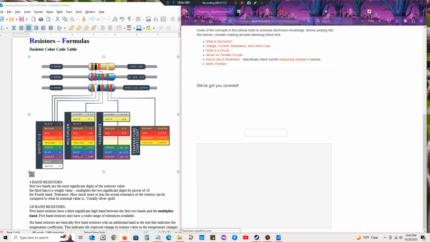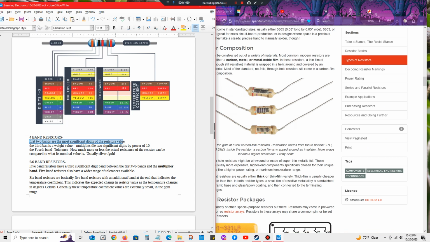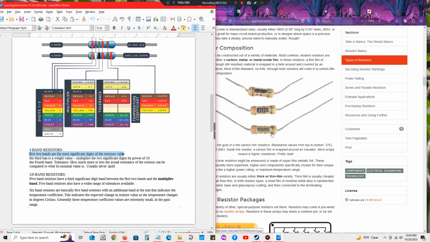So we have 4 bands. The first 2 bands are the most significant digits of the resistor's value. The third band is the weight value, which is just a multiplier. It multiplies the two significant digits, which is band 1 and 2, by the power of 10. And the fourth band, this very last one, is the tolerance, how much more or less the actual resistance of the resistor can be compared to its nominal value. We usually use silver or gold, but I've seen both, so whatever. You have 6 band resistors.